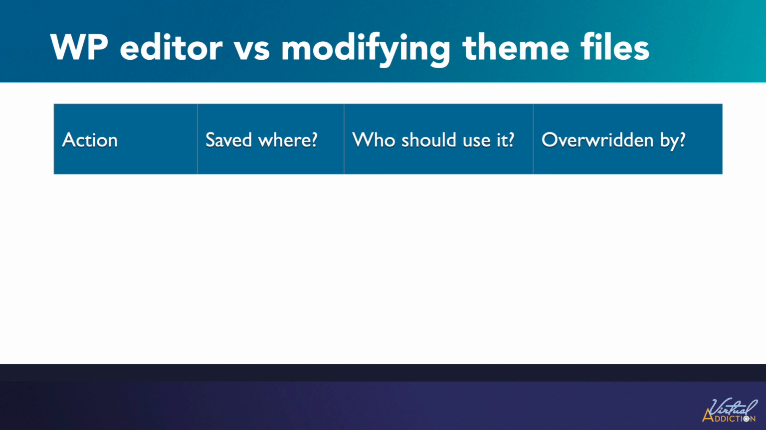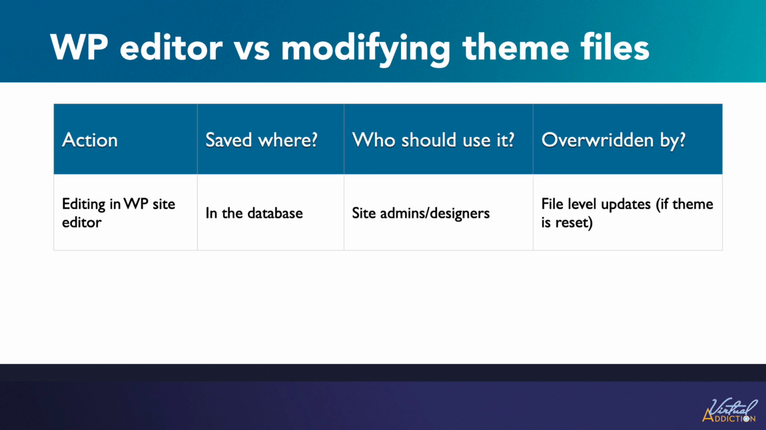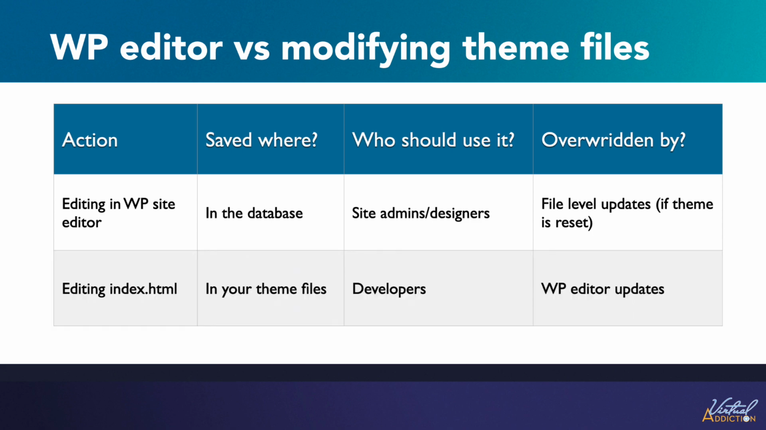So, the WordPress editor versus modifying theme files. If you edit in the WordPress site editor, it's going to be saved in the database. This is how site admins and designers should utilize WordPress, and the files are overwritten at the file level updates, so if the theme is reset. If you edit the index.html file within the theme folder, that's going to be saved in your theme directory. Developers are the ones that typically will use this, and it can be overwritten by the WordPress editor updates.